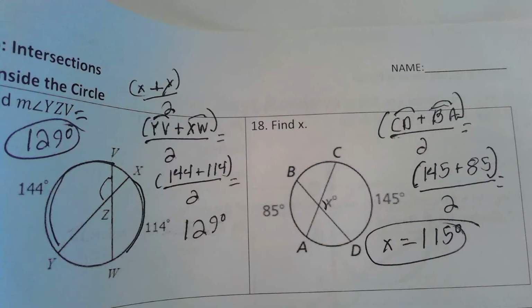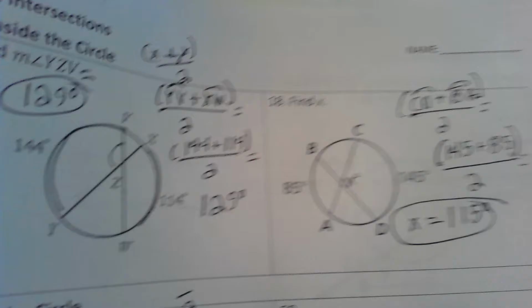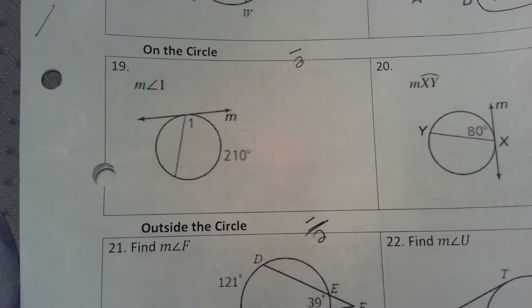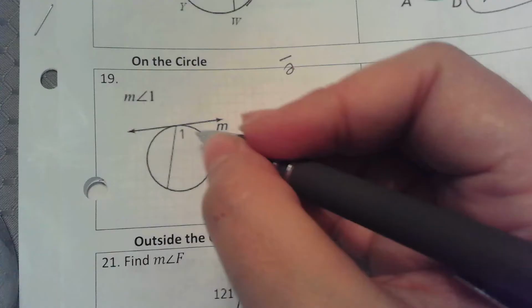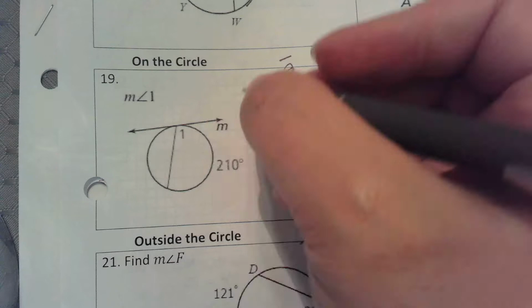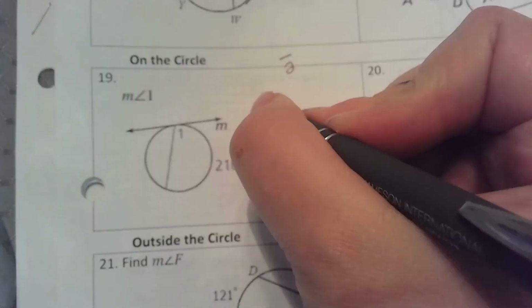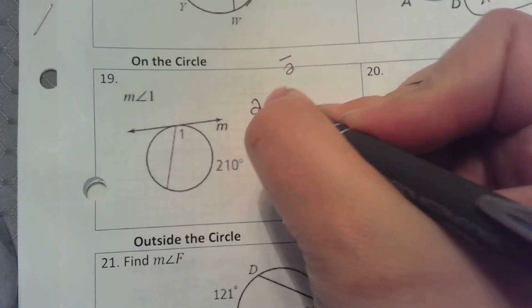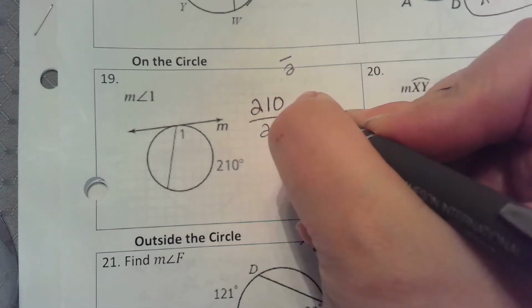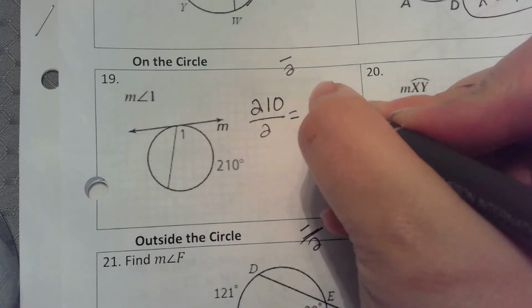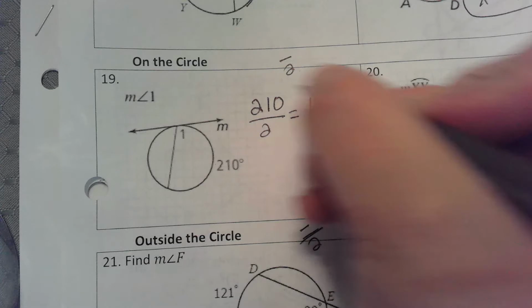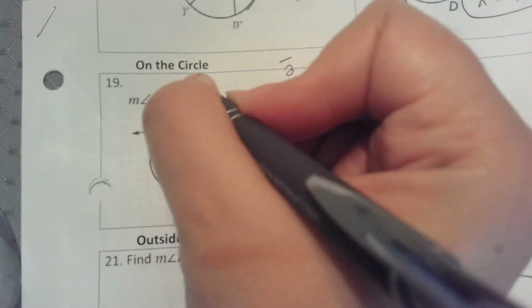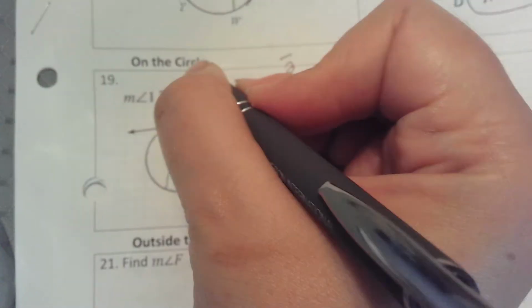Okay. With these ones, everybody, this one says find the measure of angle 1. So we're going to divide the arc by 2. So I'm just going to take 210. I'm going to divide it by 2, and I get 105. So the measure of angle 1 is 105.